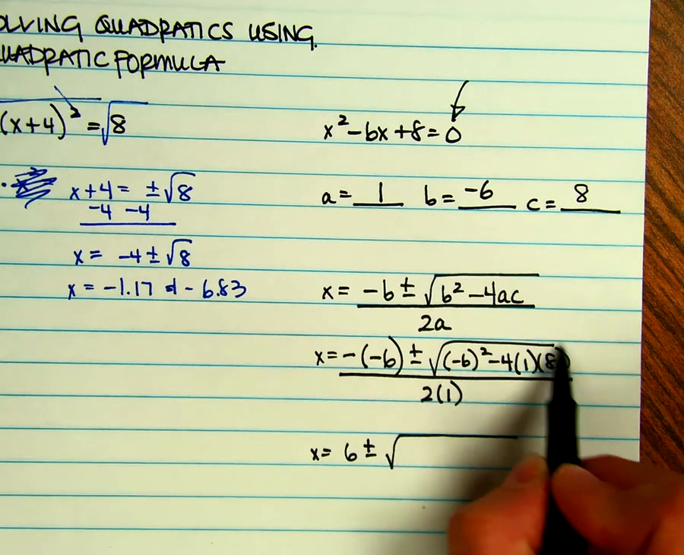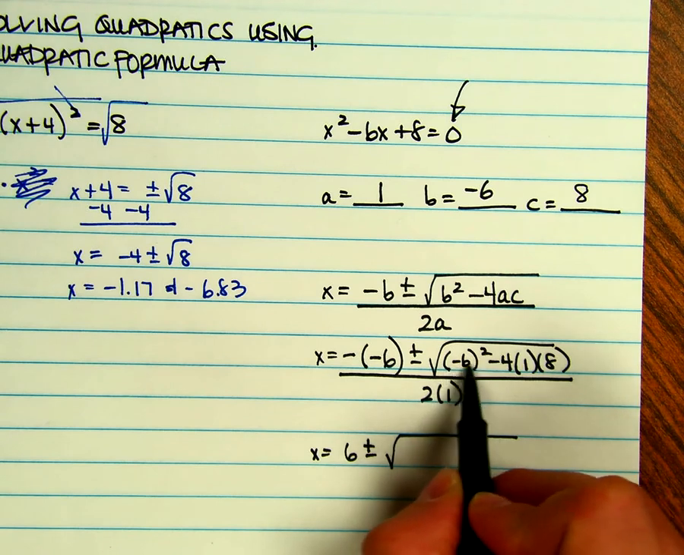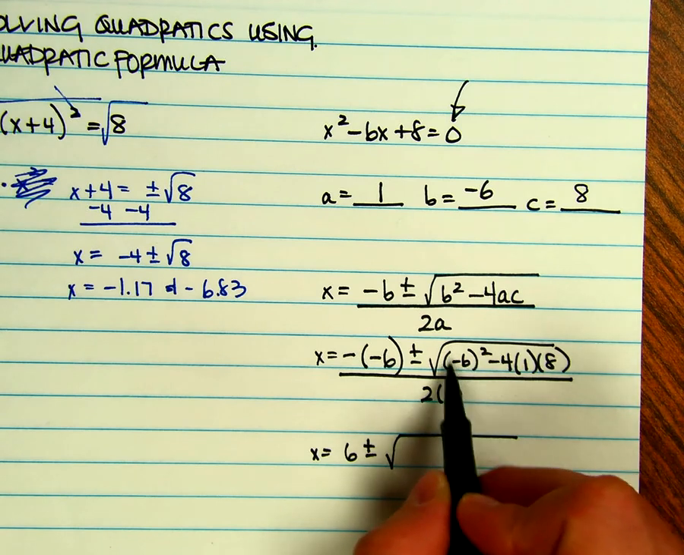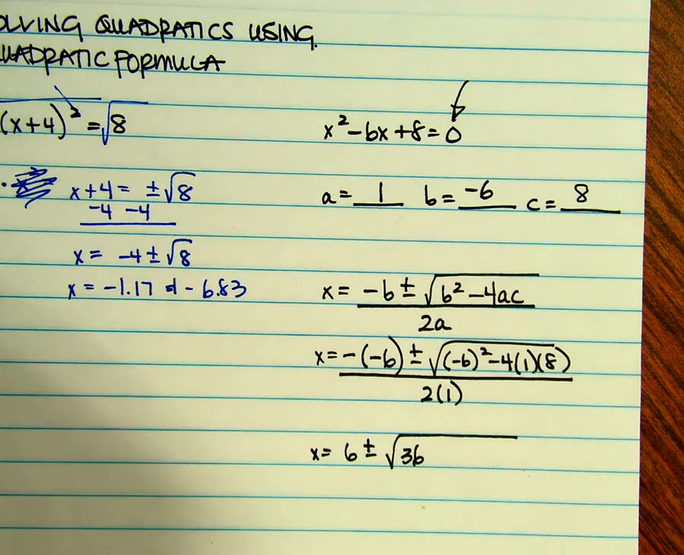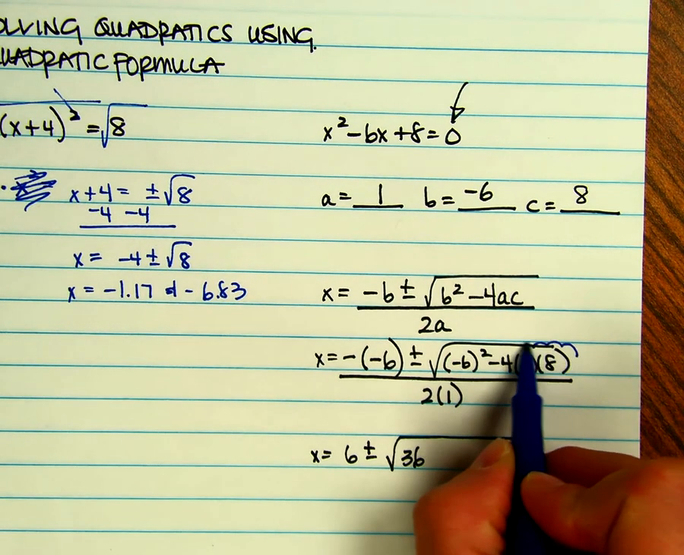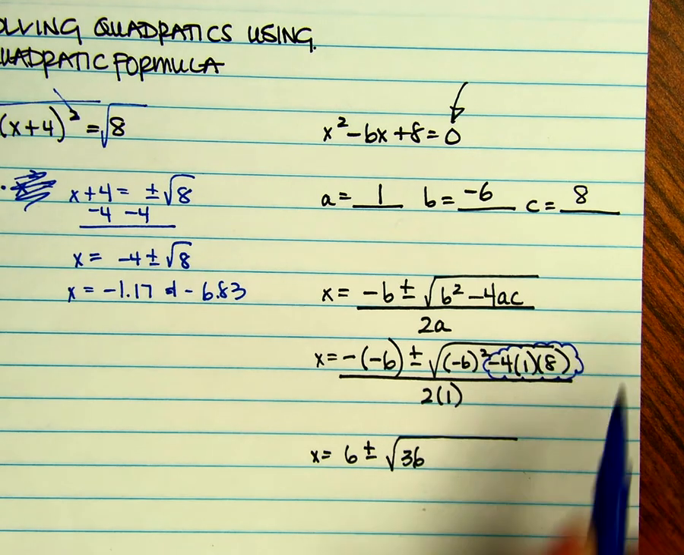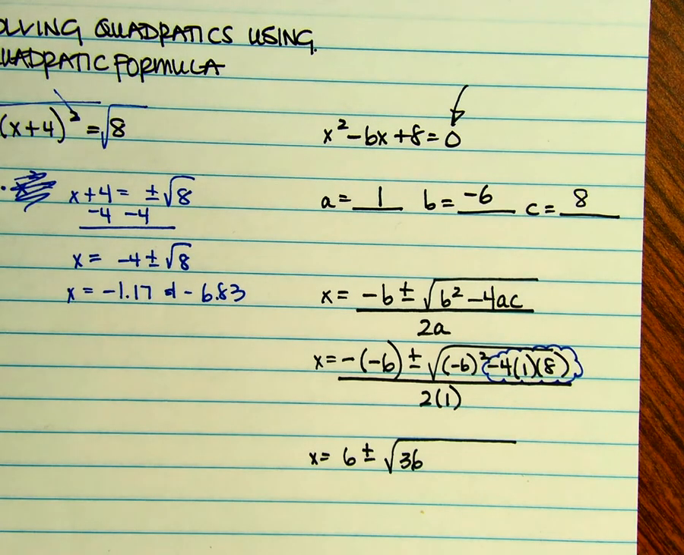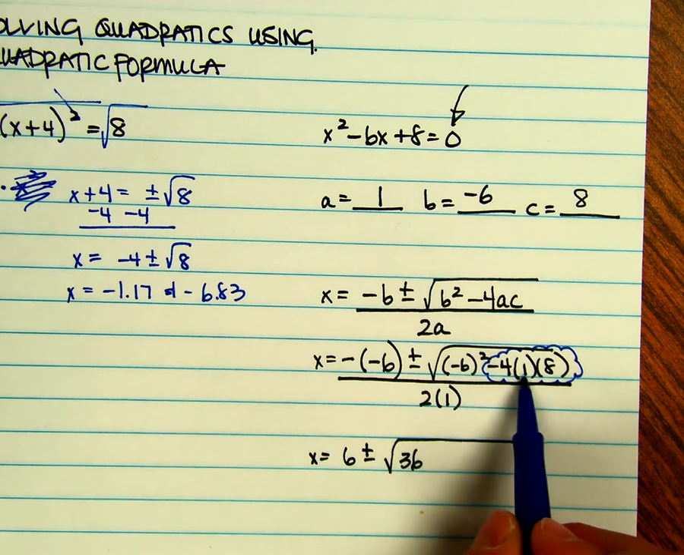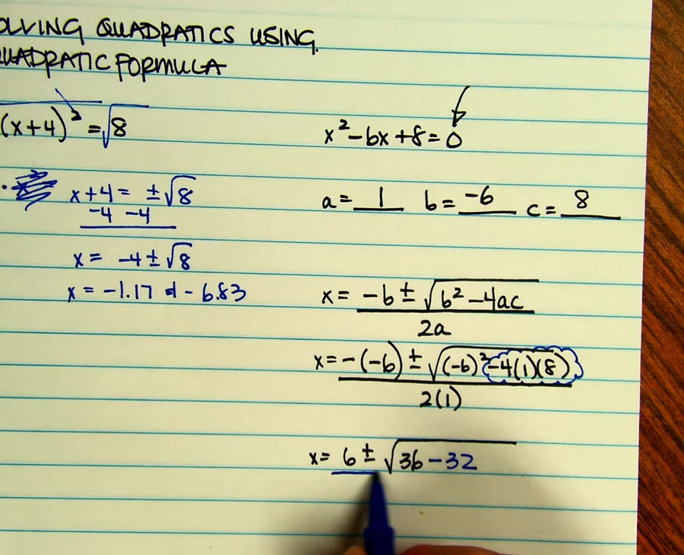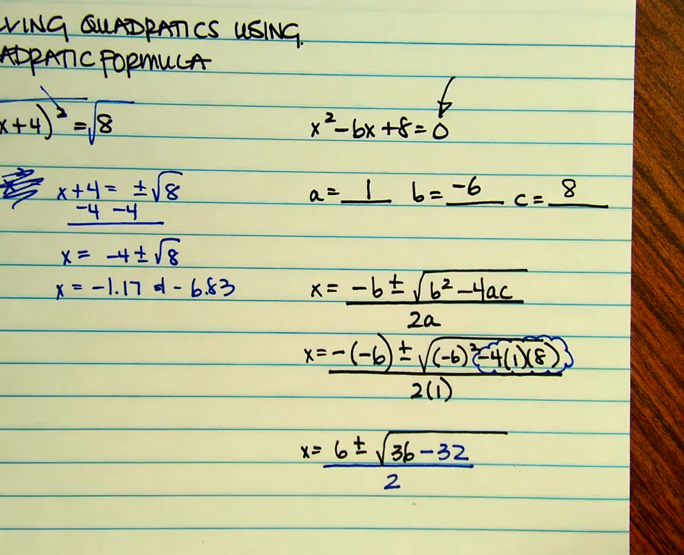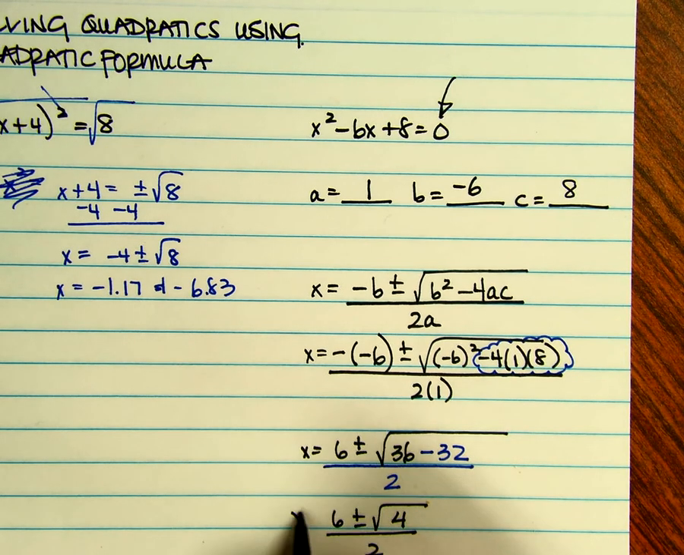This is where people screw up. The negative 6 squared. What is any number squared? It's a positive. I would get in the habit of taking all of this and putting that in your calculator all at once. So negative 4 times 1 times 8 does give you a negative 32, all over 2. So you have 6 plus or minus the square root of 4 over 2.